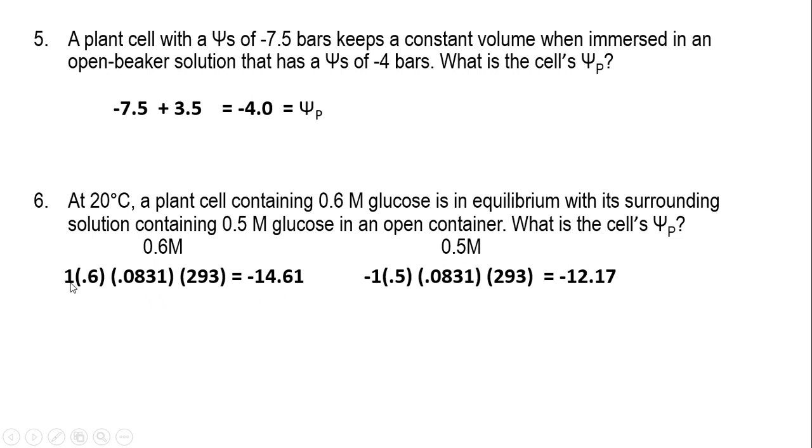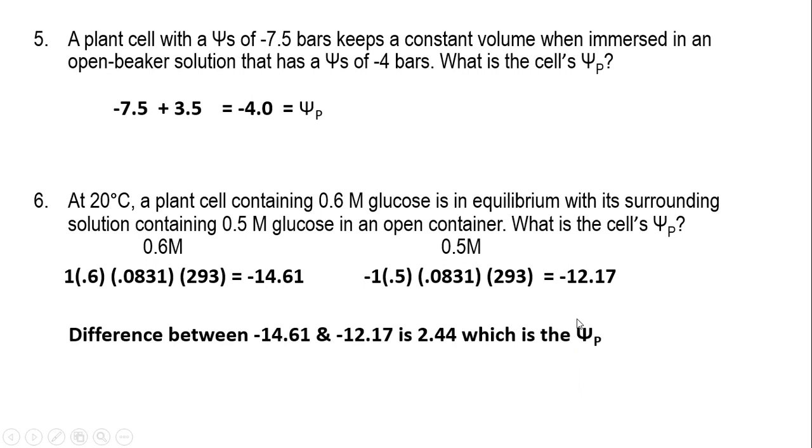Okay, -1 times 0.6 times 0.0831 times 293. So we know the cell is negative 14.61. We know that the beaker is negative 12.17 because we just plug everything in. We're just changing our concentration. Okay. So now we have a difference here. So it's an equilibrium. So we want to know what's the pressure potential of the cell. So we just do the difference between 14.61 and 12.17. Okay, and 2.44 is our pressure potential.